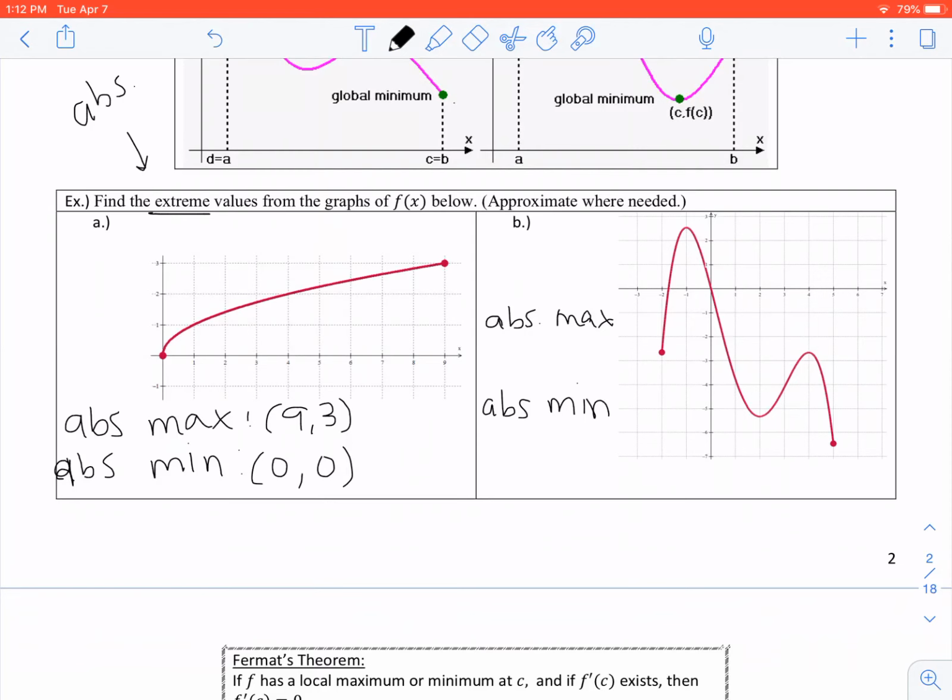Okay, so for part B, we need to find our absolute max and our absolute min. Your absolute max is the highest of the high, the tallest point that we have, which would occur up here. It looks like, say, about (-1, 2.5).